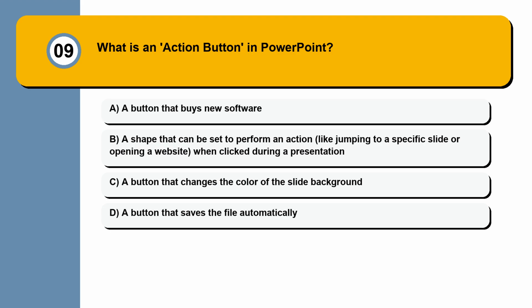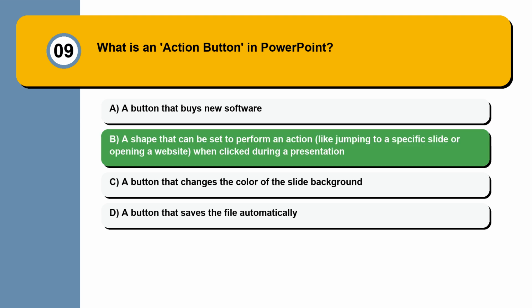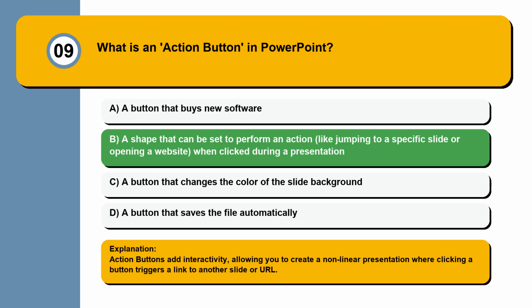Question 9. What is an action button in PowerPoint? A button that buys new software. A shape that can be set to perform an action, like jumping to a specific slide or opening a website, when clicked during a presentation. A button that changes the color of the slide background. A button that saves the file automatically. Action buttons add interactivity, allowing you to create a non-linear presentation where clicking a button triggers a link to another slide or URL.